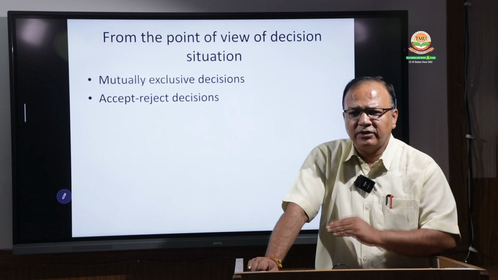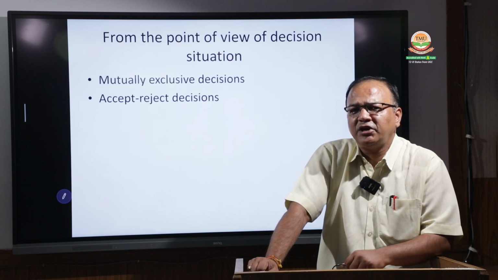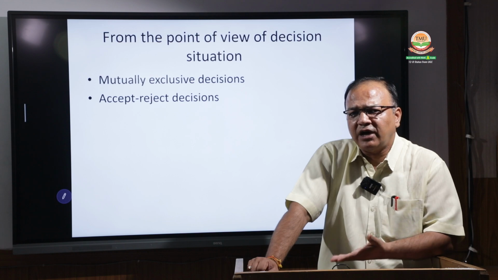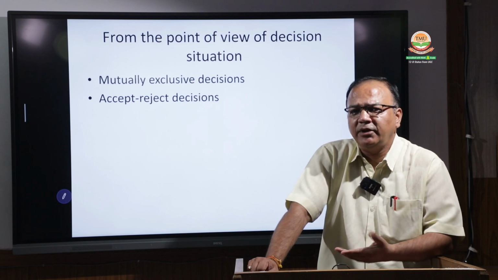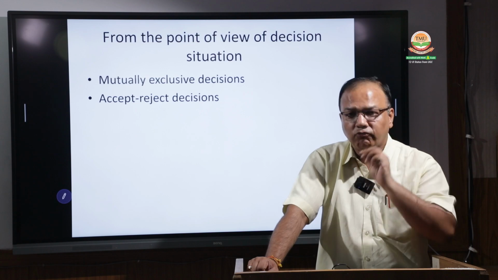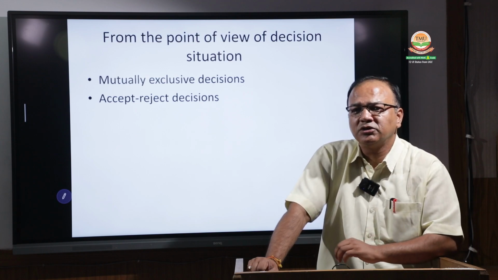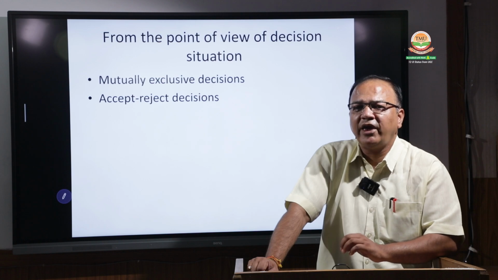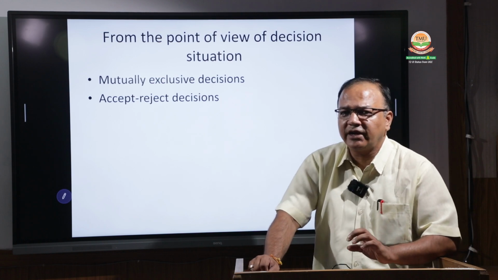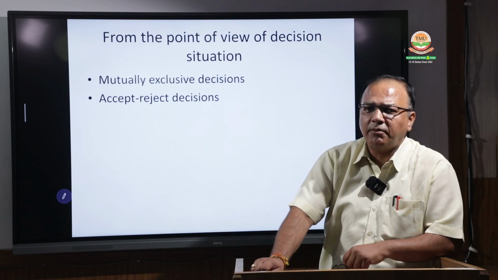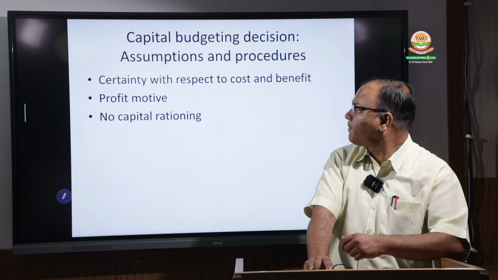If we see a number of options, suppose we are having 20 machineries and 12 are satisfying the requirement of the organization, then it means we can accept 12 machineries and we have to reject 8 machineries because they are not satisfying the requirement of the organization. So this is the accept-reject criteria. We will discuss a lot about it. So let's move to another slide.